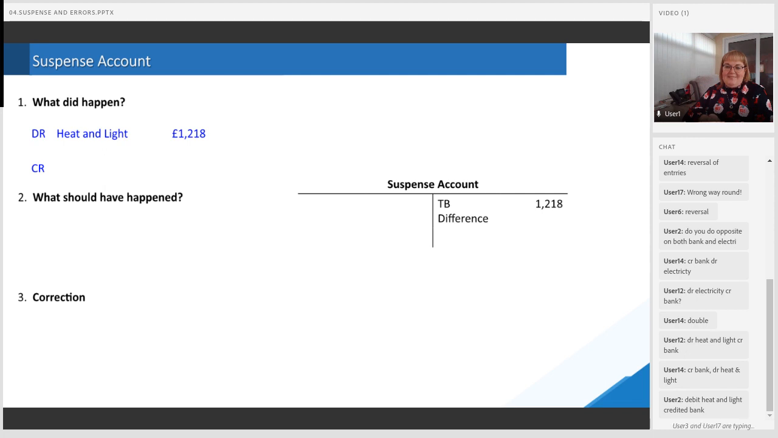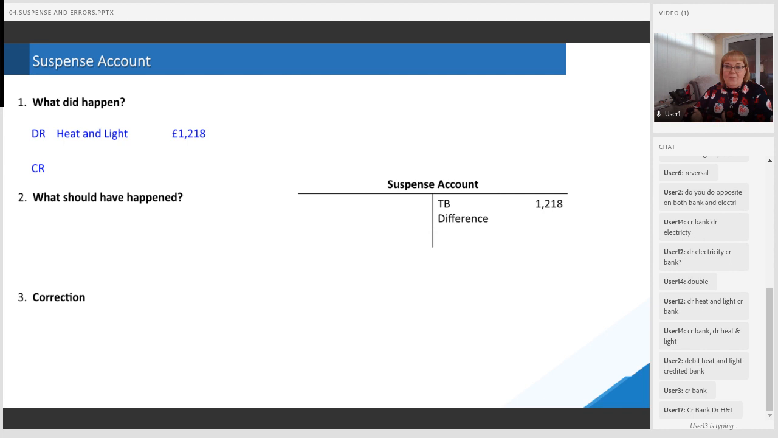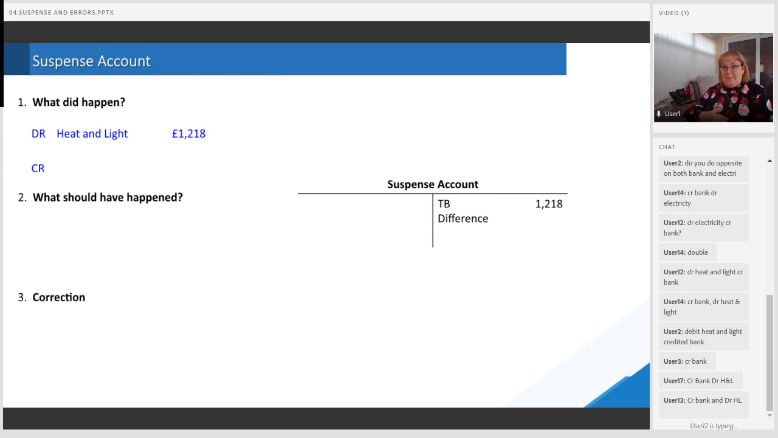Yeah, perfect. Super. Excellent. Guys, perfect. We're all on the same page. Absolutely. Lovely. So you're quite right. We should have debited heat and light, which is the expense account, and we should have credited the bank. Credited the bank reduces the asset of bank.